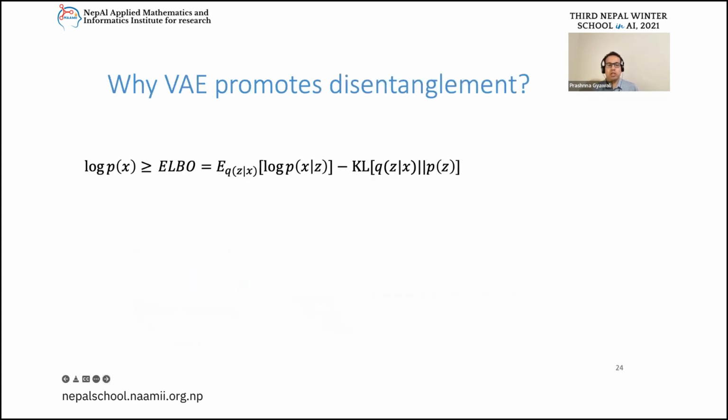Now the obvious question is why we are discussing disentanglement in this variational autoencoder session. So I would like to give you a very brief introduction of why VAE promotes disentanglement. We can go really deep into this topic, but I'm not going to do that.